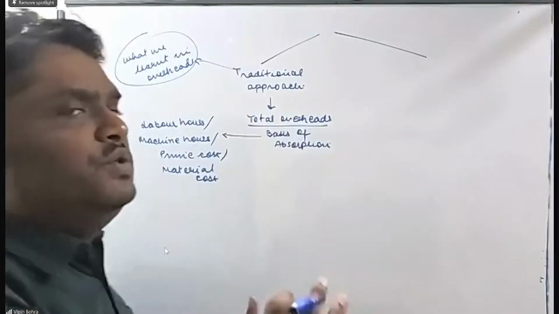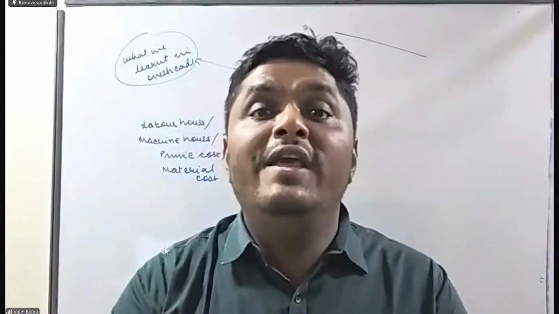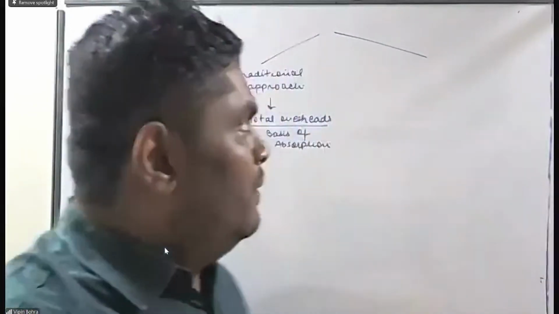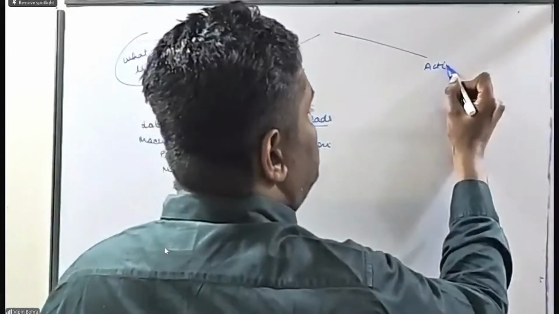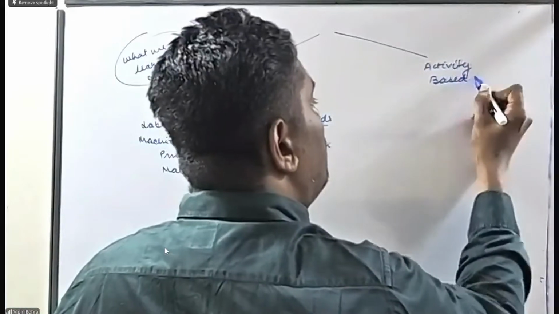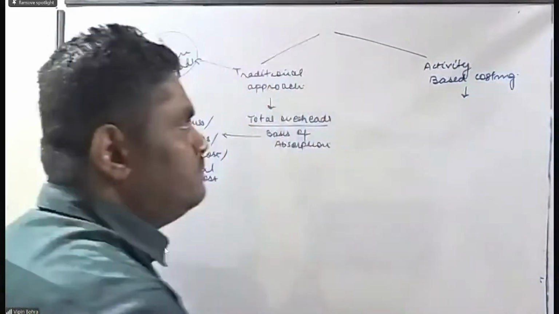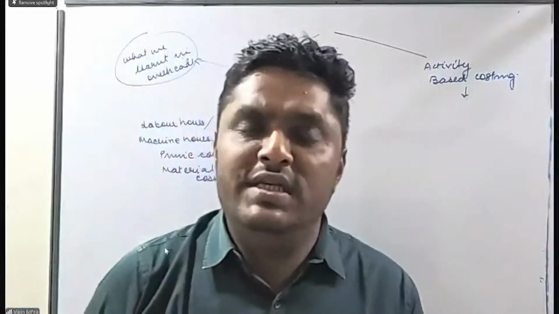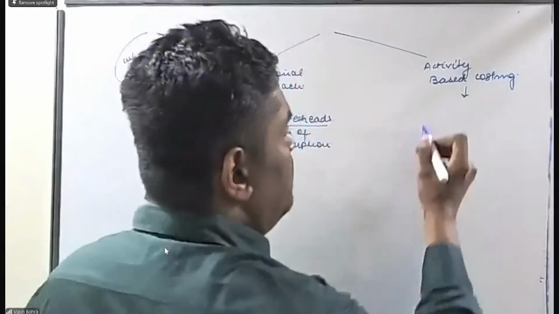So this is what we used to do in overheads, that is calculate the total overhead divided by only one basis of absorption. But in activity based costing, it says I have a better approach. What activity based costing says is that first identify the activities of the organization.